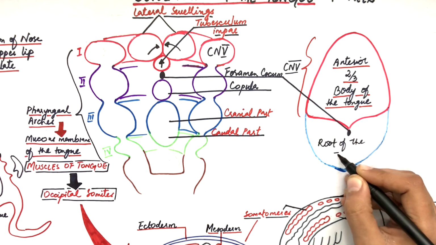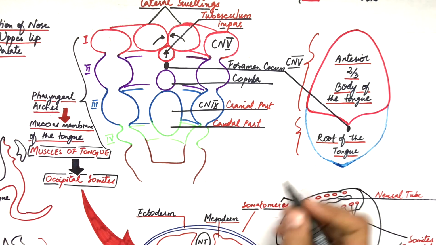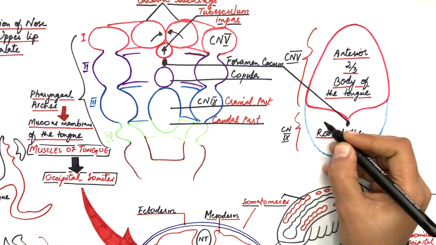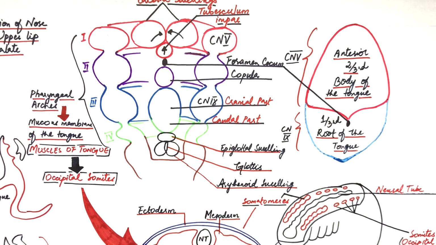And as we know that the nerve supply of the third arch is the glossopharyngeal nerve, it makes sense that the nerve supply of the root of the tongue will be the glossopharyngeal nerve. Two other swellings develop at the posterior part of the fourth arch, which are the epiglottal swelling and the arytenoid swellings.